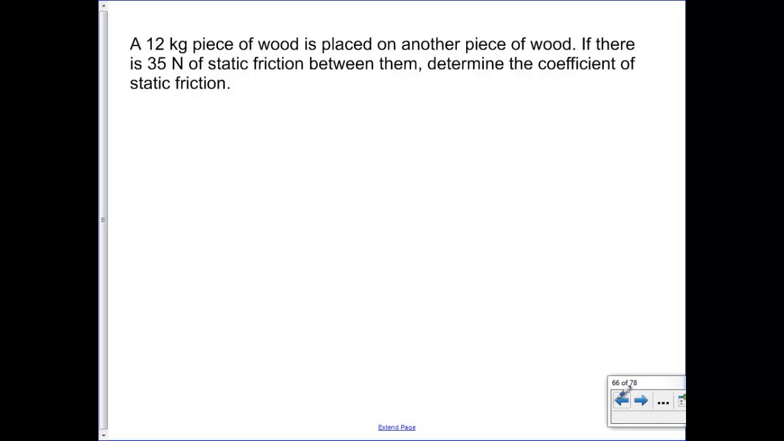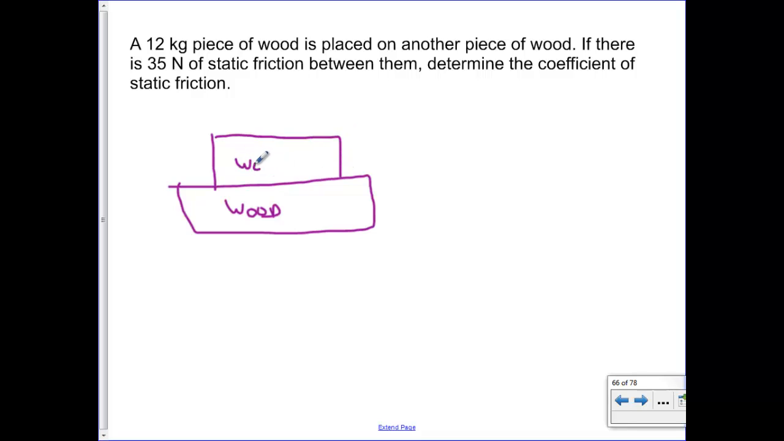Okay, let me do some examples. It's not hard calculations. Let's say you've got a 12 kilogram piece of wood placed on another piece of wood. So you've got surface 1, and then there's another piece of wood placed on top of it. And this guy right here is 12 kilograms. I want to try to figure out how much friction there is, the coefficient of friction between them.